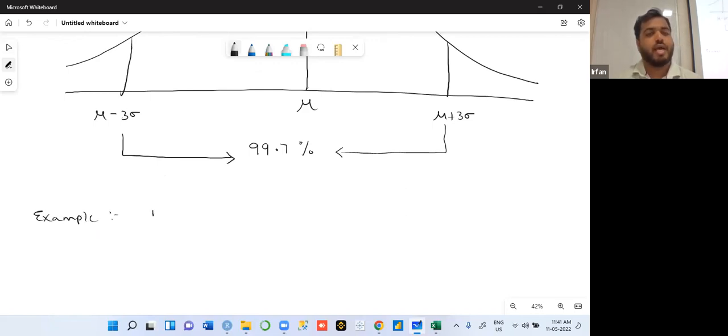Last logical question. Let's say, for example, we have 1000 rows. How much is 99%?